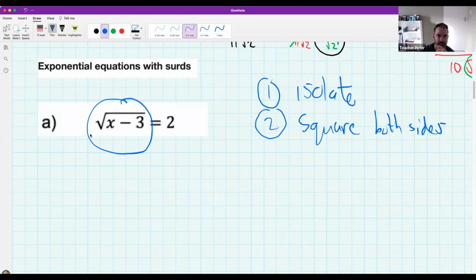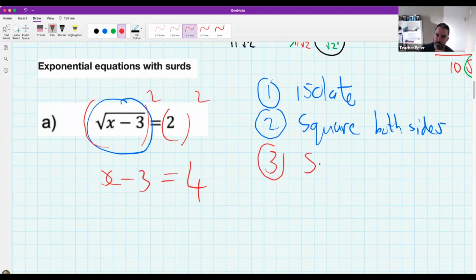Okay, let's look at the chat. So you have said remove, yep. The reason you square both sides is you remove the square root. So if you look here, we are going to square both sides. And when we do that, we get left with x minus 3 is 4.